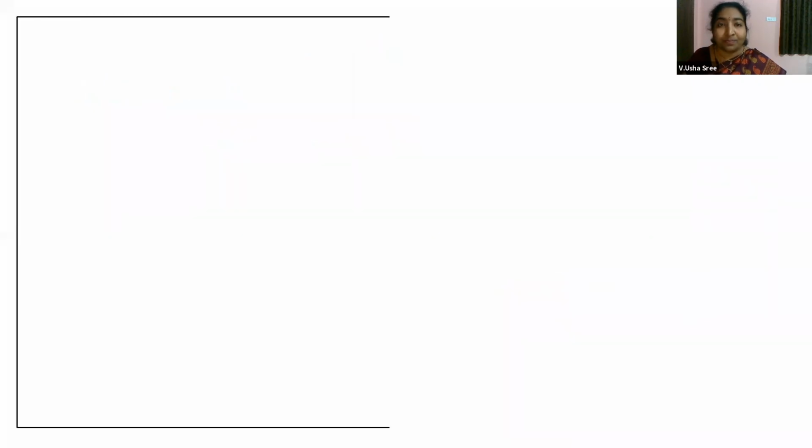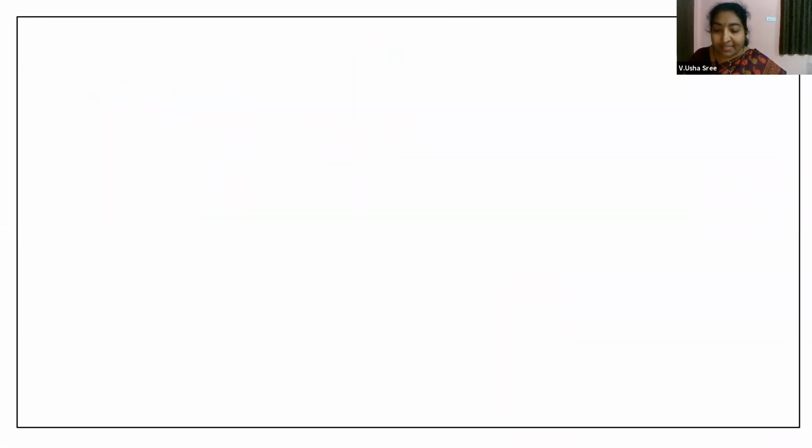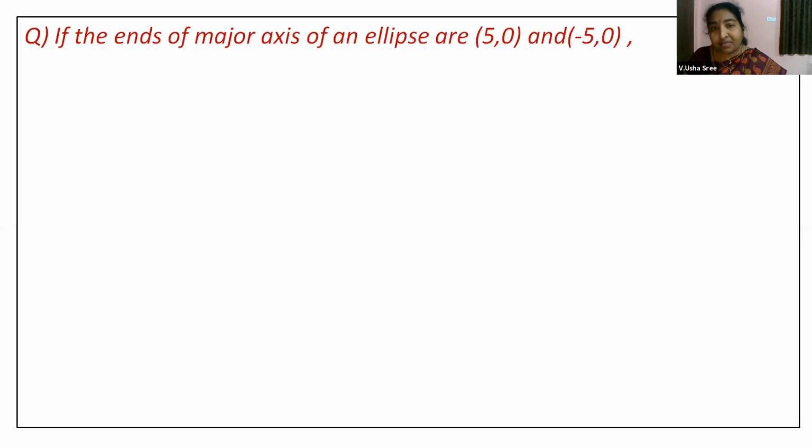Now, understanding the question is important. Once you understand, it's very easy to solve the problem, right? If the ends of the major axis of an ellipse are 5 comma 0 and minus 5 comma 0.